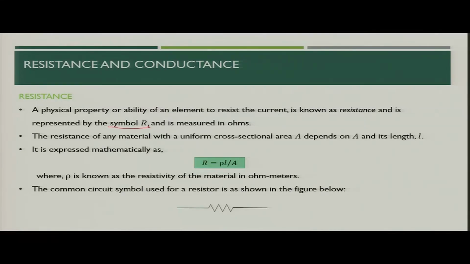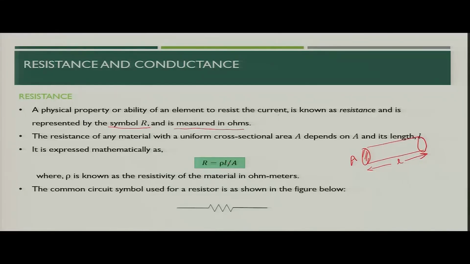The symbol is R. You will generally see in the literature that the symbol R is most commonly used for resistance, and it is measured in ohms. Resistance of any material depends on the area as well as the length of the element. If you see the cross section of a particular element like this, this would be your area A, and then the length L. The resistance of that element is given by rho L by A.